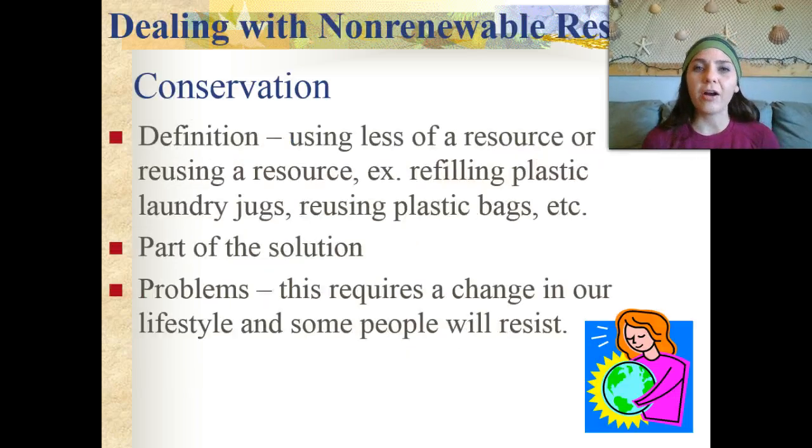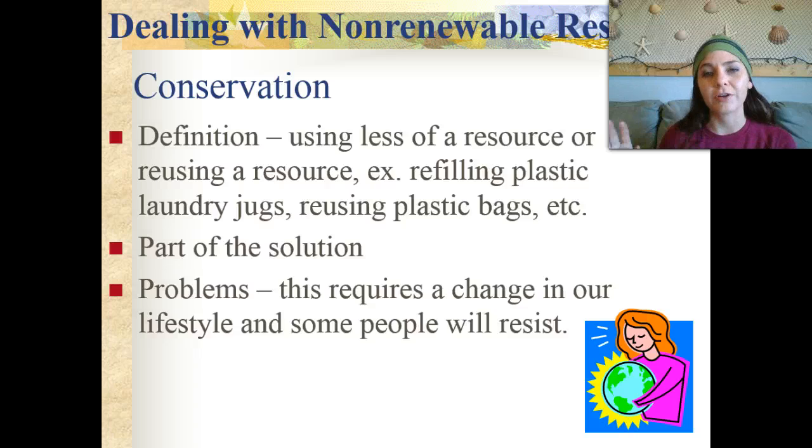So conservation, how are we going to conserve these non-renewable resources? Well, by definition, conservation is using less of that resource or reusing a resource. For example, refilling plastic laundry jugs, reusing plastic bags. We can reuse containers, like I've talked about before, butter containers. We can reuse water bottles, and we can refurbish them or reuse them in a different way. That's definitely a part of the solution is conservation.